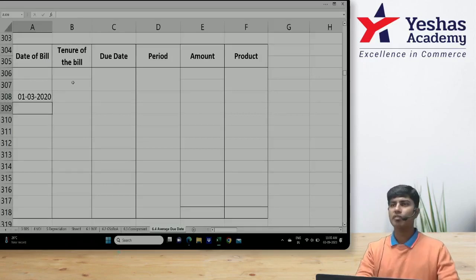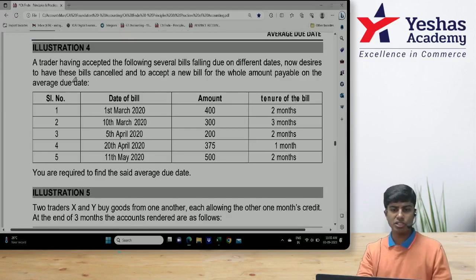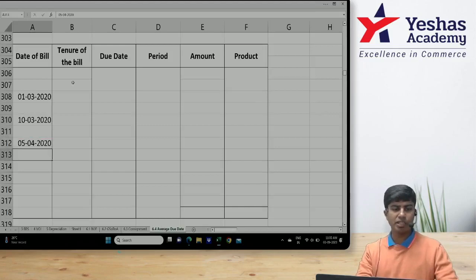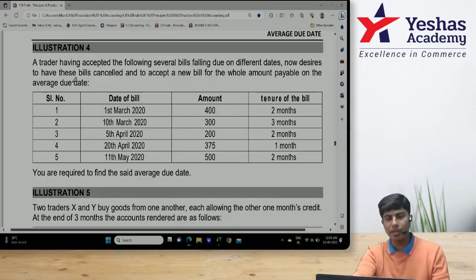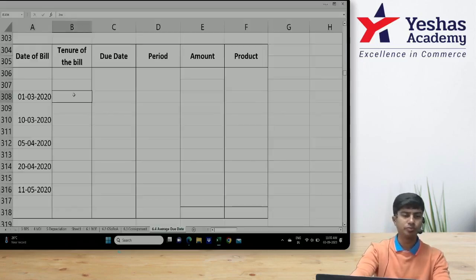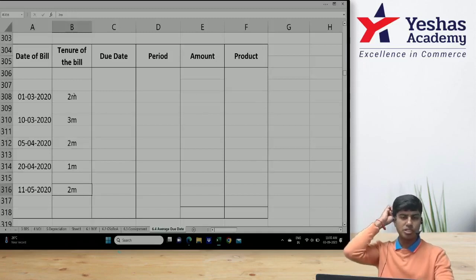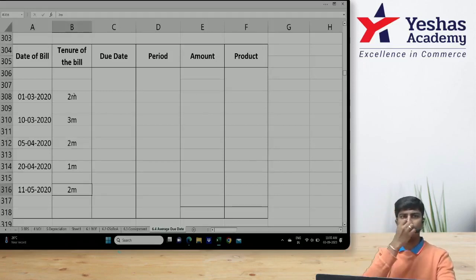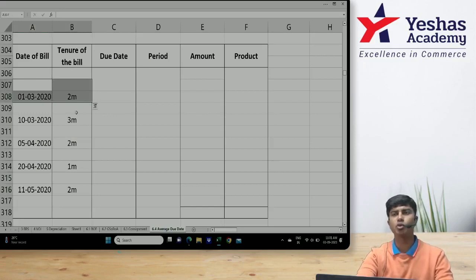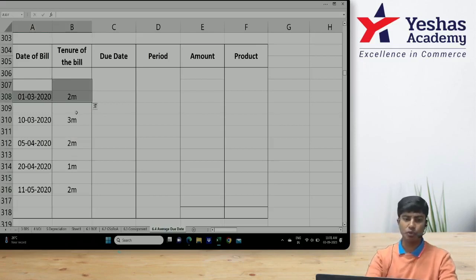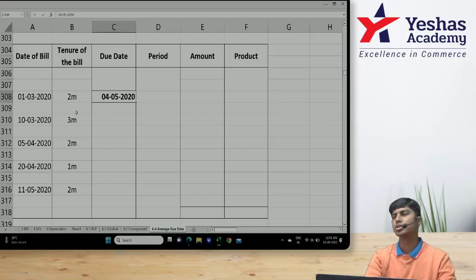Date of the bill: 1st March, 10th March, 5th April, 20th April, and 11th May. Then the bill period is 2, 3, 2, 1, 2. So this is the period. Now let's find the due date. 1st of March 2020. From there 2 months: 1st of April, 1st of May. From 1st of May we'll add 3 more grace days: 2nd, 3rd, 4th. 4th of May 2020.